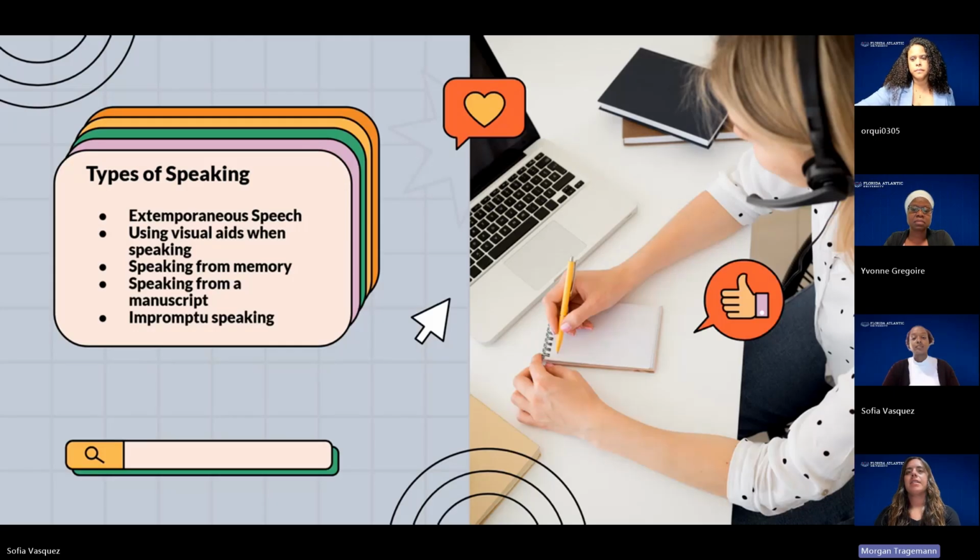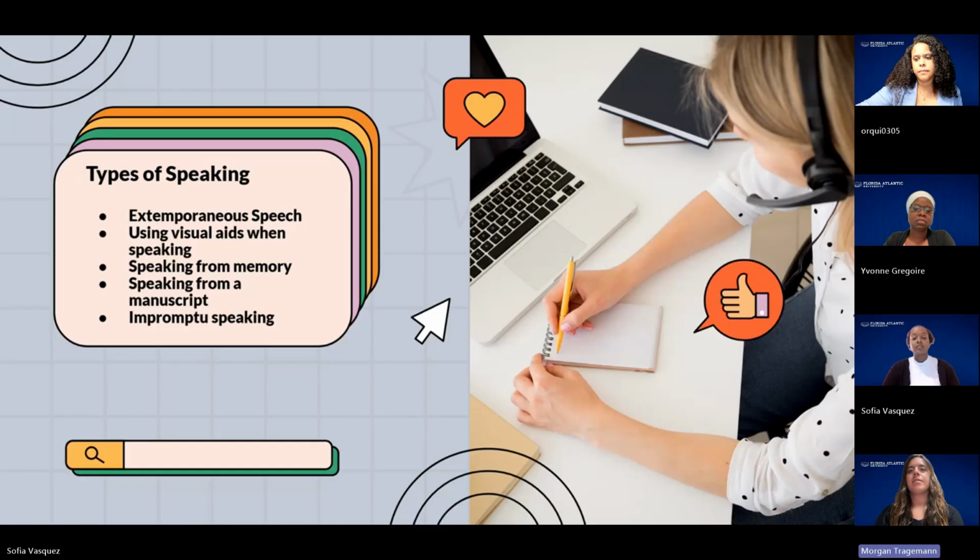Another method of delivery is speaking from memory. This method may be somewhat challenging as it requires a lot of memorizing, and a speaker can lose their train of thought. Speaking from a manuscript is another method of delivery. This is when a speaker speaks word for word from a prepared presentation.